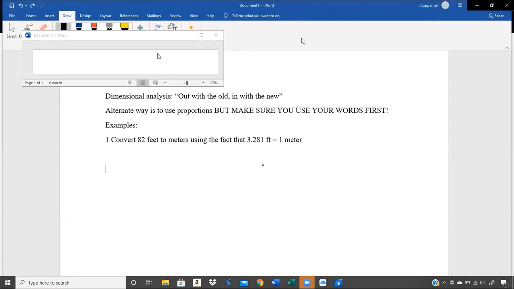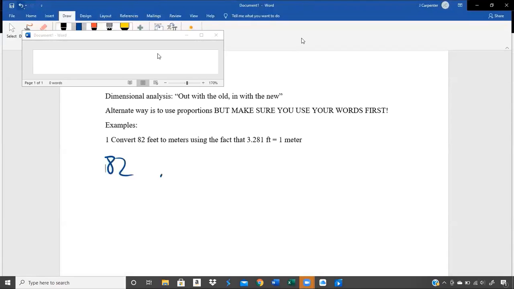All right, so what do we do? First thing we do is we write down the original value. Now, I don't just write 82. If I just write 82 and then start writing a fraction, that would be bad, because your units are the absolute most critical component of this process. If you don't put the units, you don't know how to proceed.